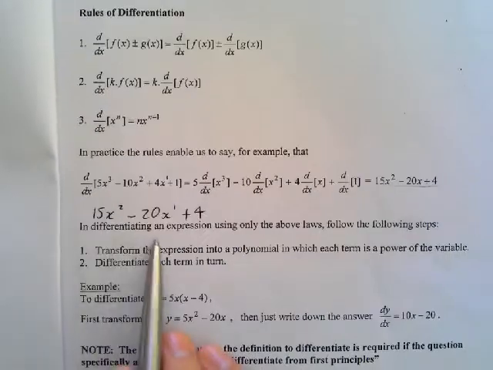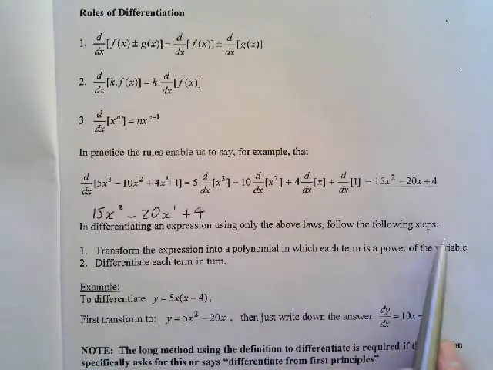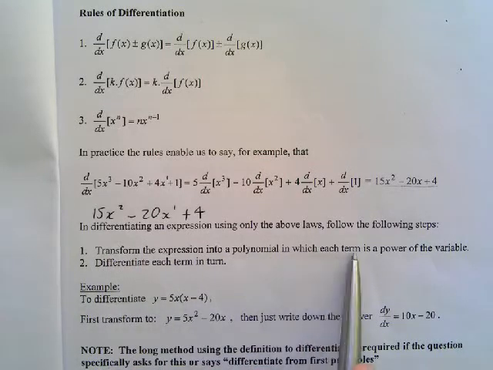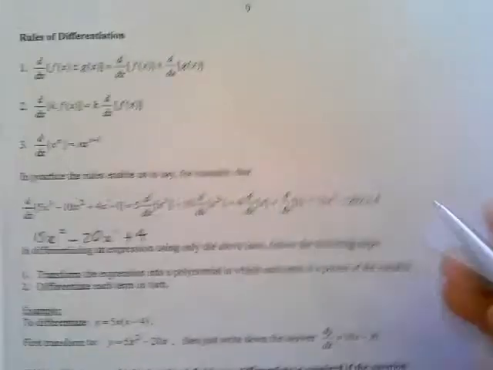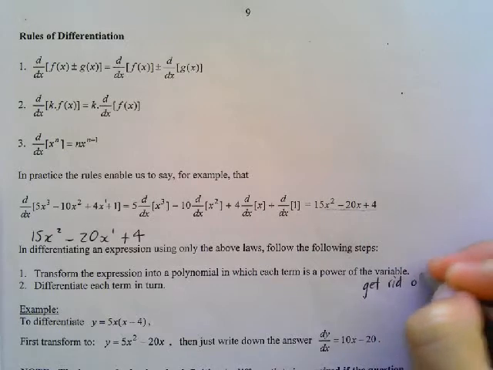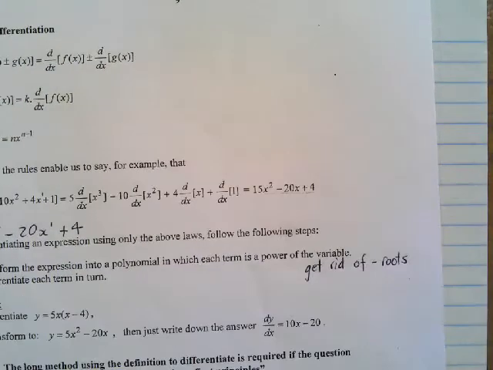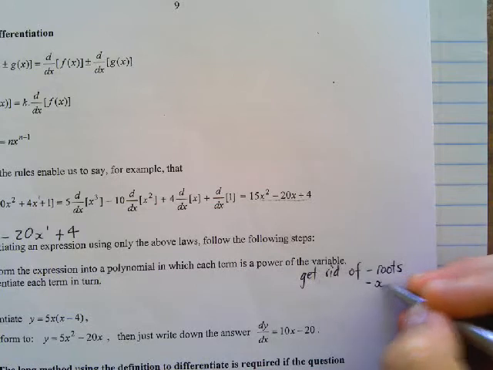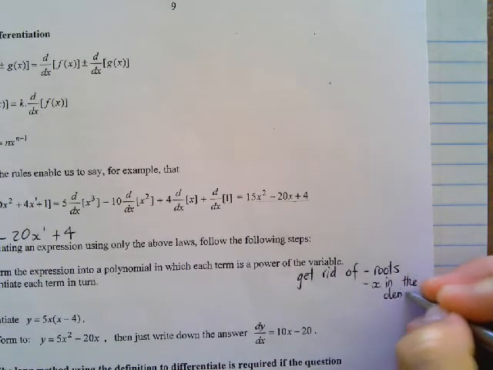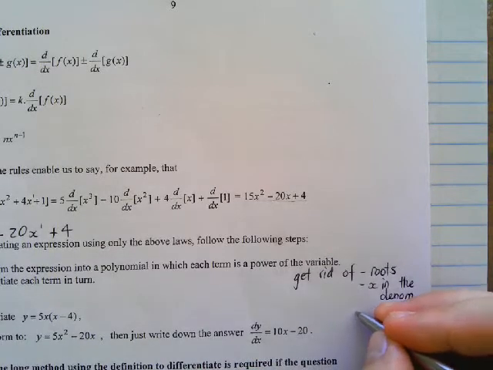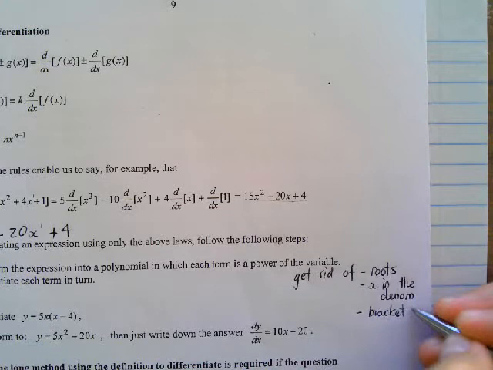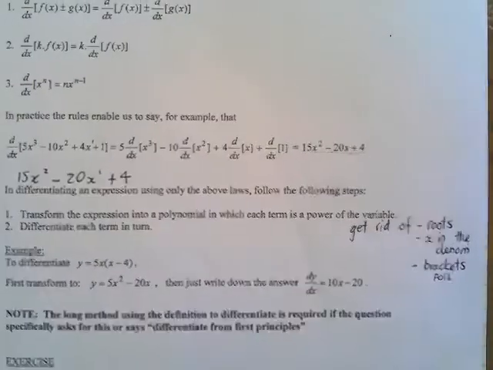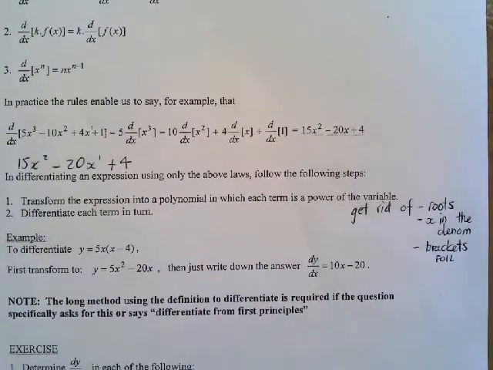Okay. In differentiating an expression using only the above laws, follow these steps. Firstly, transform the expression into a polynomial in which each term is a power of the variable. In other words, get rid of what? Roots. You can't have roots with an x in a root sign. You can't have x in the denominator of a fraction, and you can't have brackets. You're going to have to FOIL first before you apply our shortcut. So there's a little tip there before you do your derivative and work out your steps.